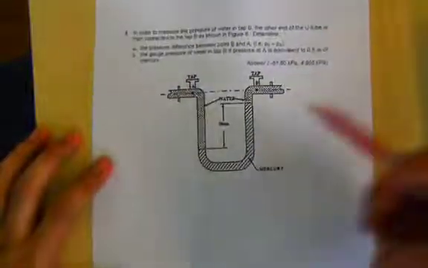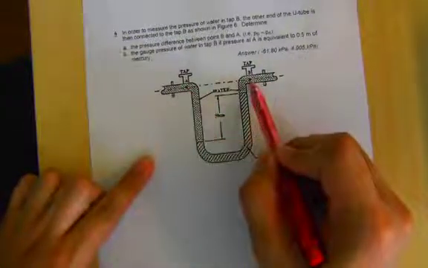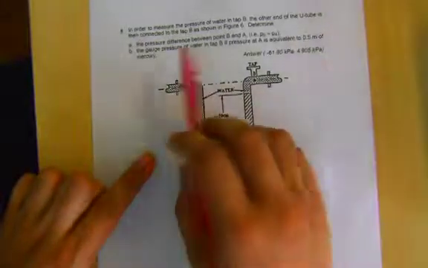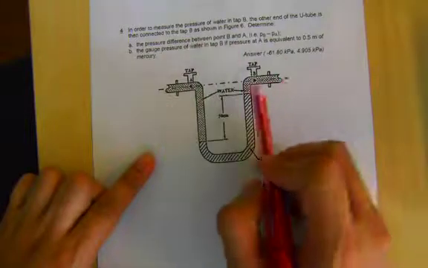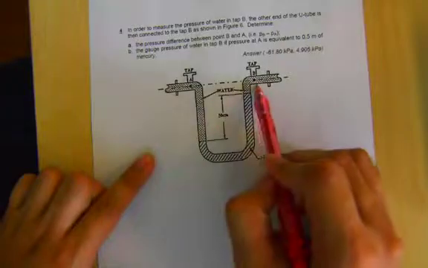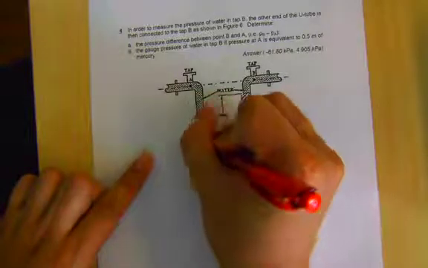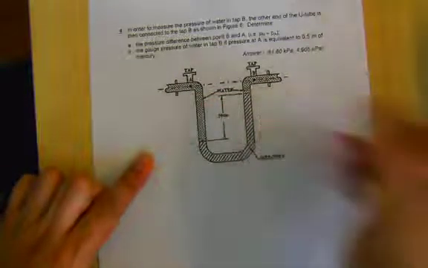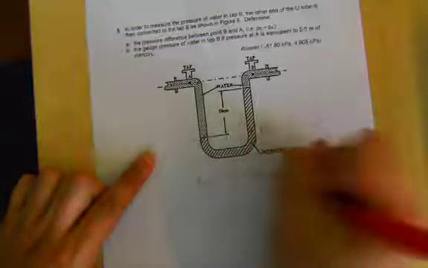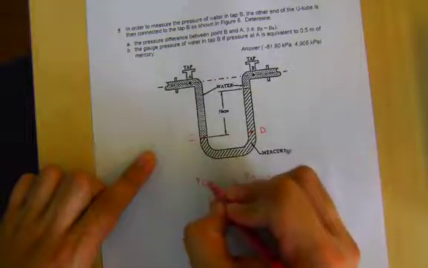Now for the last question for tutorial 5. We have again a U-tube manometer, with a tap on the left and another tap on the right, connected. First we need to find out the pressure difference between point B and point A. So again, same concept. Let me label this as C and this as D. So we know that PC gauge must be equal to PD gauge.